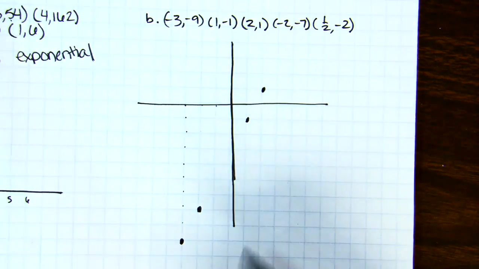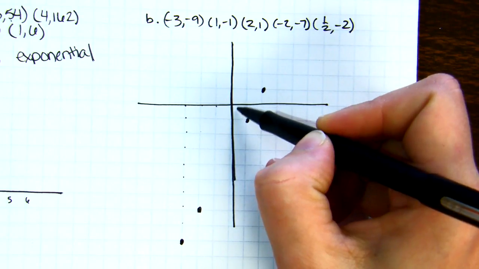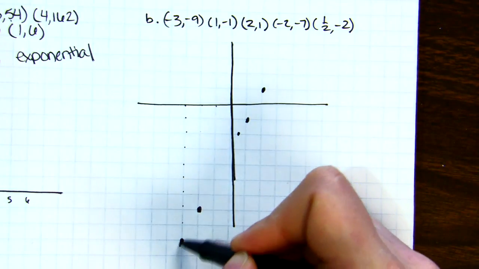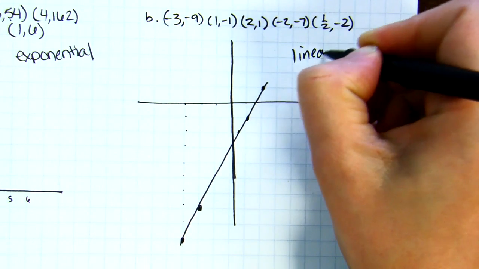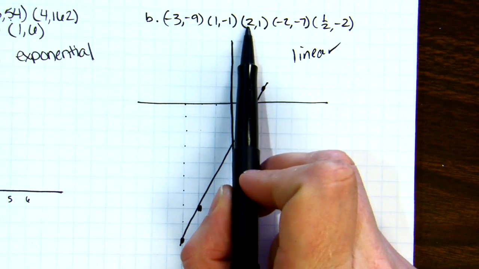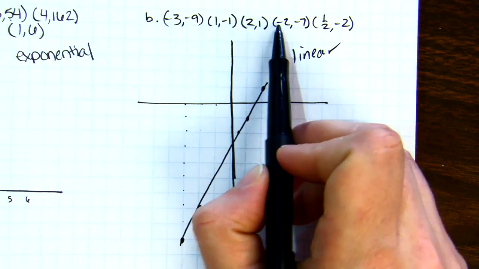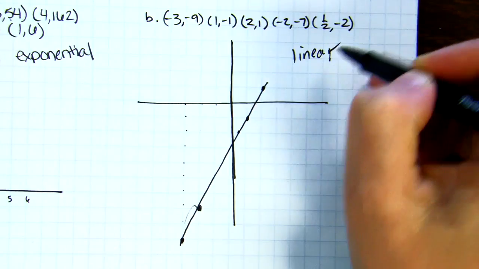So if I look at these, it looks like they are lining up pretty nicely. When I put in 1/2, I get out -2. That would be right there. Yep. And if I connected those, that looks linear to me. And as you see, as I go from 1 to 2, I'm changing by 2. When I go from -3 to -2, I'm changing by 2. So my constant change here is a +2.